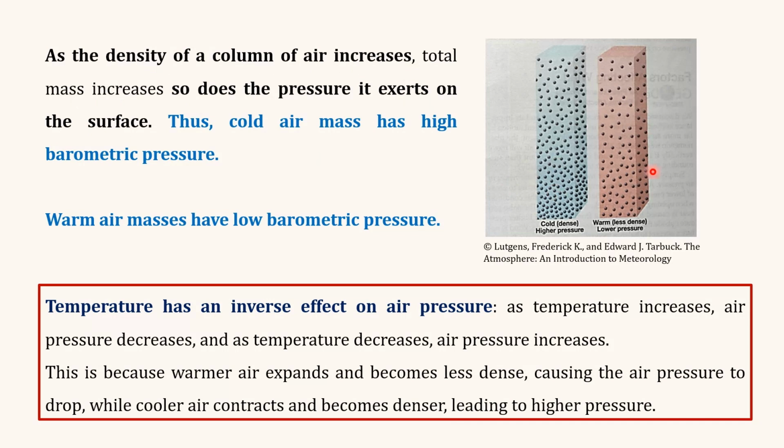While in the column having high temperature, molecules move faster, and because of expansion of these molecules, the density decreases. And because of this reason, warm air mass has low barometric pressure. Thus, we can say that temperature has an inverse effect on the air pressure. As temperature increases, air pressure decreases, and as the temperature decreases, air pressure increases.